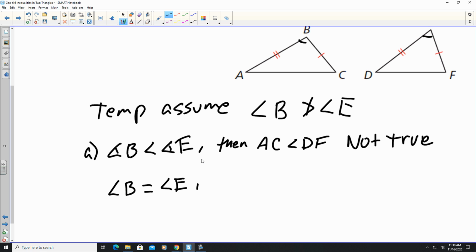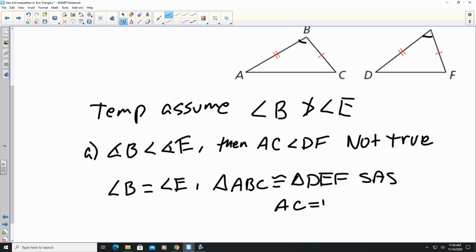And then if B is equal to E, then this would be equal and this would be equal. That would mean that triangle ABC would be congruent to triangle DEF due to side angle side. And because corresponding parts of congruent triangles are congruent, then I would say that AC would be equal to DF, which, again, from our given statement is also not true.